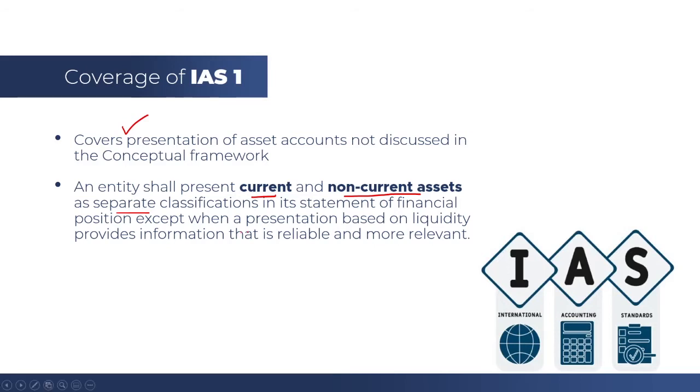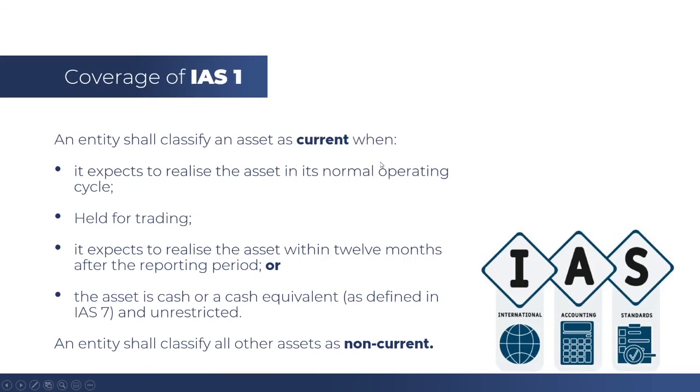IAS 1 speaks about the terms current and non-current assets, and these have been defined for the first time in this particular standard, so it's important that you know about these two terms. An entity shall classify an asset as current when, number 1, it expects to realize the asset in its normal operating cycle. What is the normal operating cycle?